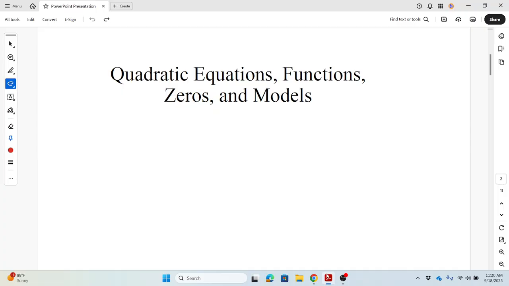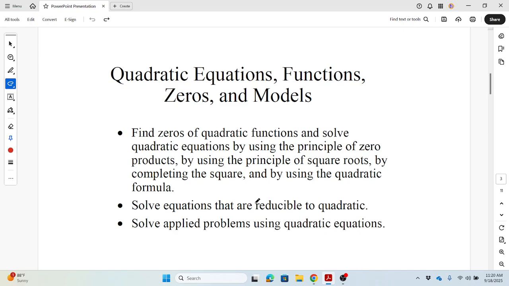Quadratic equations, functions, zeros, and models. These are the topics we're going to discuss here. First of all, we try to find the zeros of quadratic function and solve quadratic equation by using the principle of zero product property, by using the principle of square root and completing the square, and finally the quadratic formula. And finally, we're going to see some application problems.